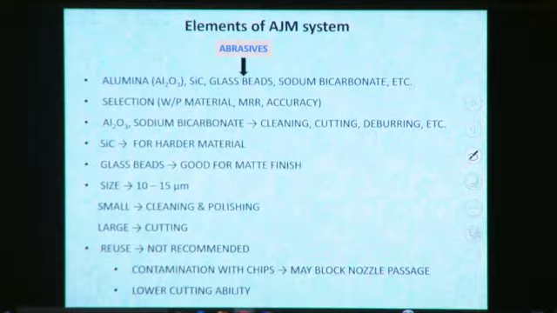So different elements of abrasive jet machining we are discussing now. The last element is the abrasive particles. These abrasive particles are impacting into the workpiece surface. Because of this impacting of the abrasive particles, machining is going on. There are different kinds of abrasive particles, based on their hardness.